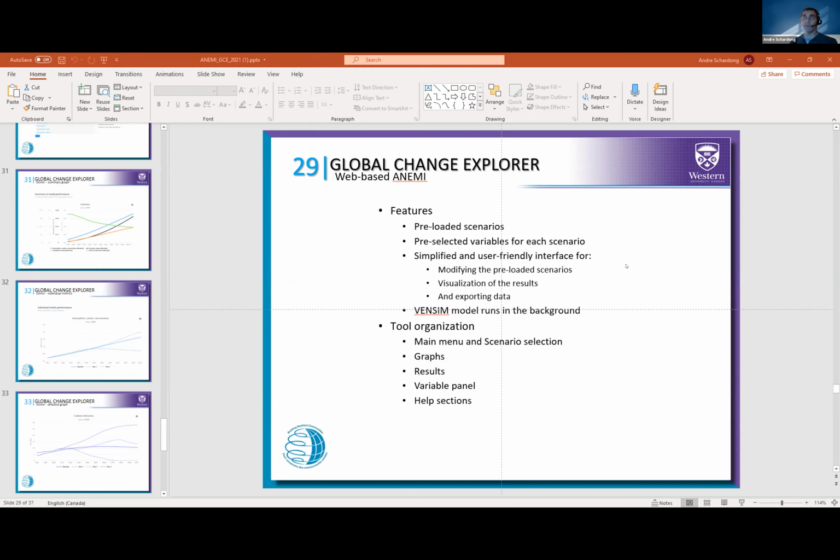Basically, when one run is done, it's stored somewhere. So next time a user with the same combination of variables doesn't need to wait for the whole model to run. Okay, I will go through these sections of the tool: the main menu, the graphs, the results. We have what we call the variable panel, and then a help section.